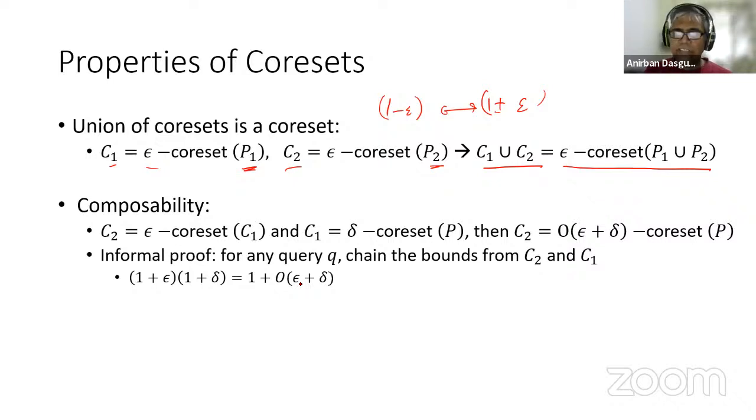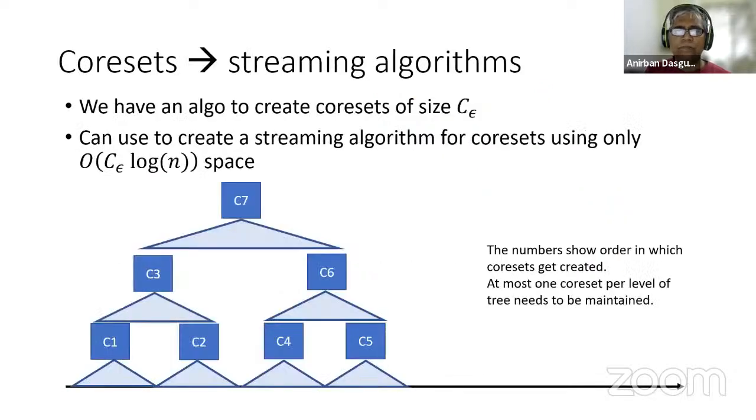They also satisfy a nice property called composability. If C1 is a delta coreset of P, and C2 is an epsilon coreset of C1, then C2 is an epsilon plus delta coreset of P. Basically, you can keep on calculating coresets, and the approximation factors just pile up as a sum.